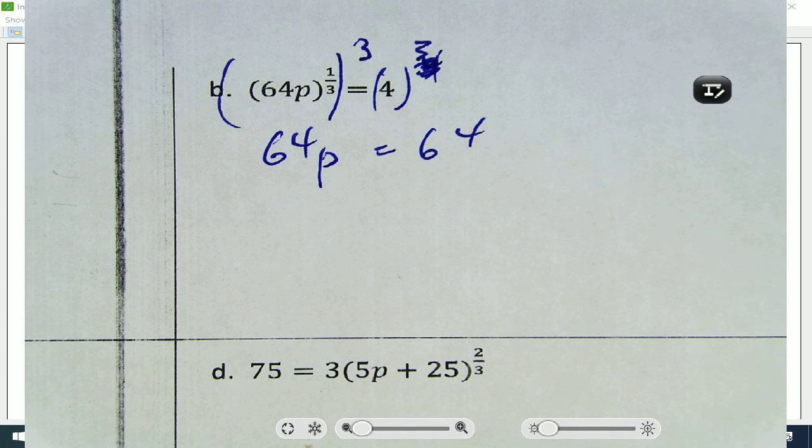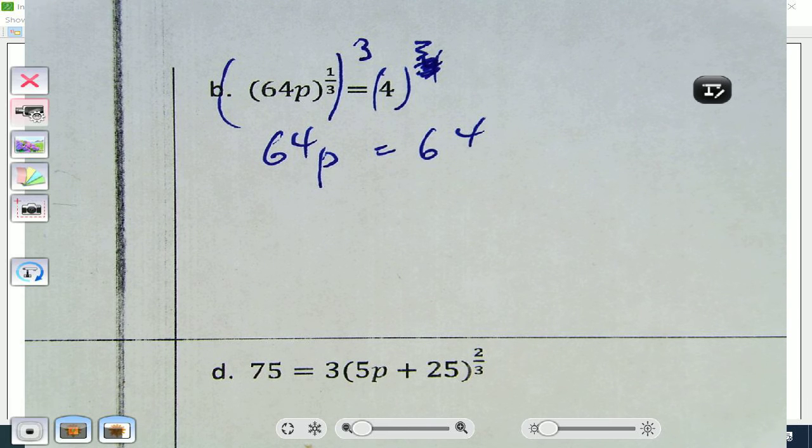Why does the 1/3 times 3 cancel? What's 1/3 times 3? 1. 1/3 times 3 is 1.